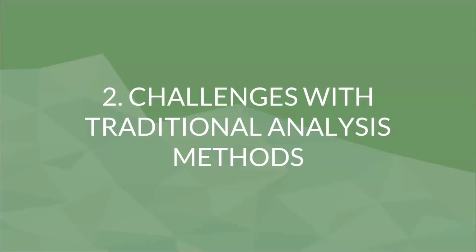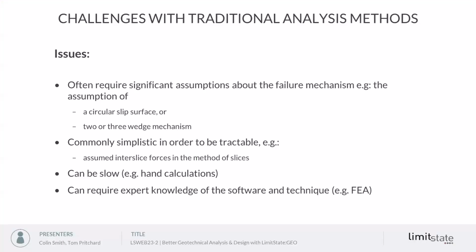So following on from that brief summary introduction, I'll say a little bit about the challenge with traditional analysis methods. Essentially, things like the method of slices require significant assumptions about the failure mechanism. You're assuming a circular slip surface, or maybe if it's a wedge analysis, a 2 or 3 wedge mechanism. Those are commonly simplifications in order to make the problem tractable. Other assumptions include: what are the interslice forces when using the method of slices?